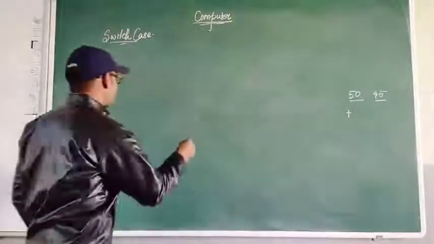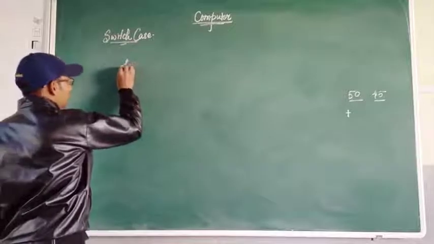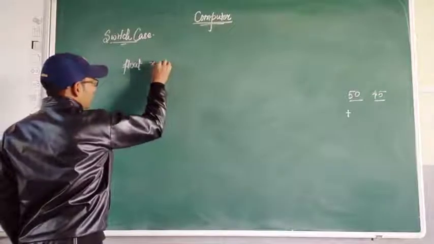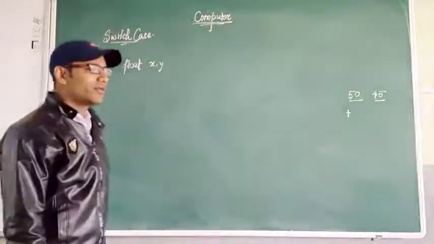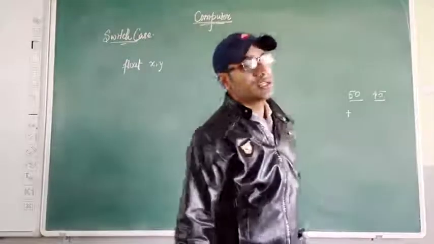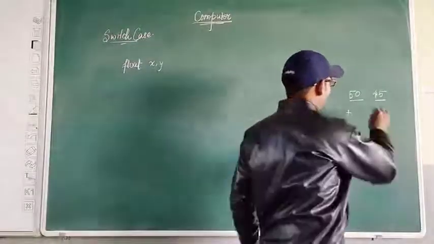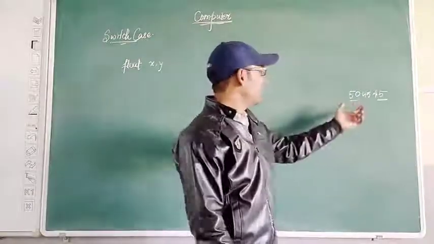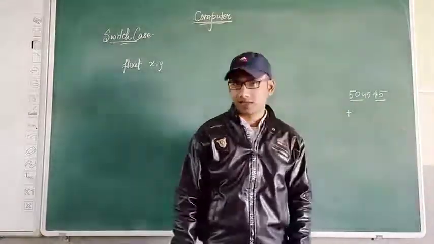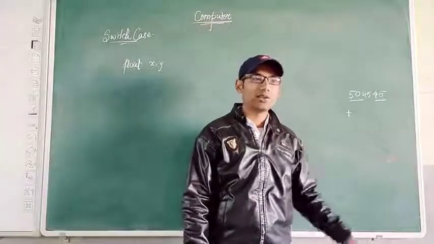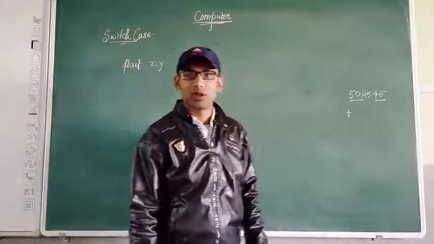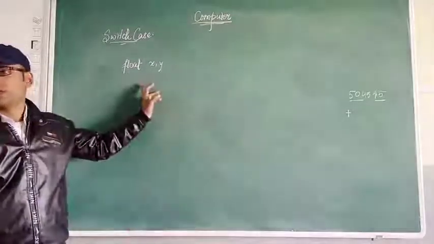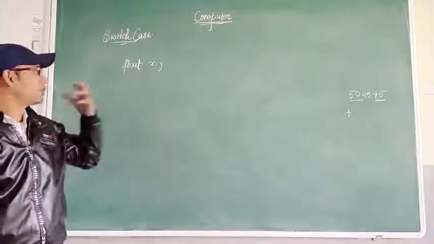float x comma. Why am I taking float? Because let's suppose by mistake the user gives 50.45, then what will happen? The data type int can only handle integer values, right? But the user might give decimal values also. So that is why I have written float over here.